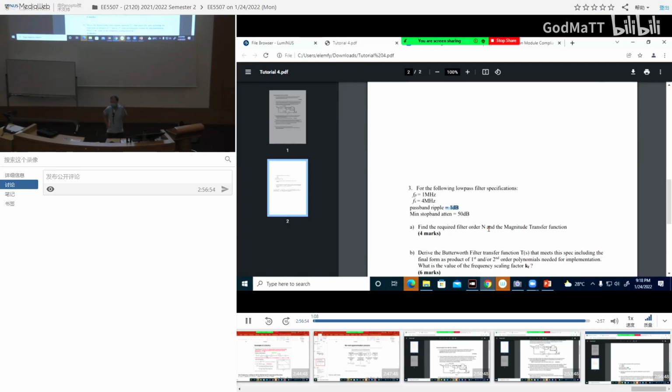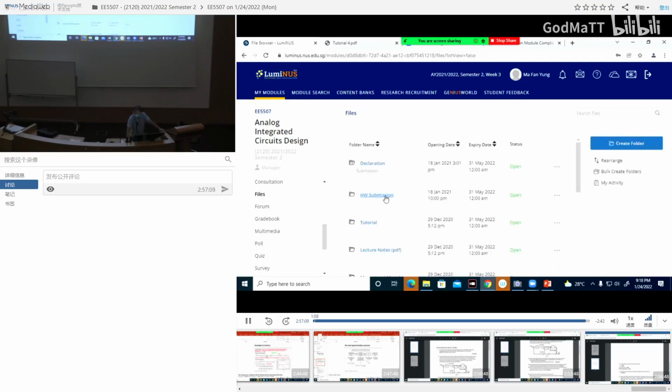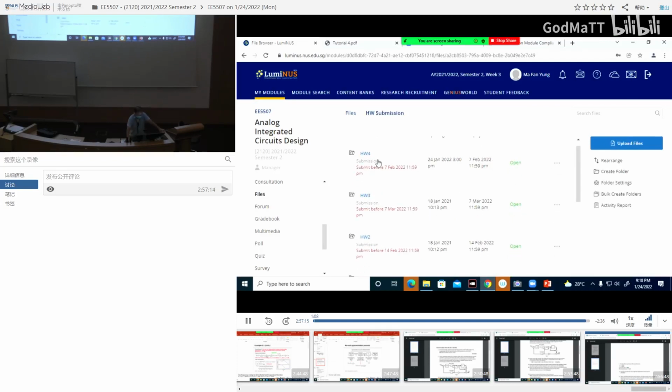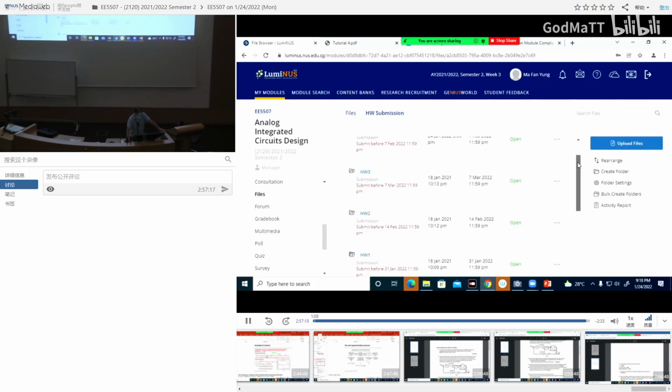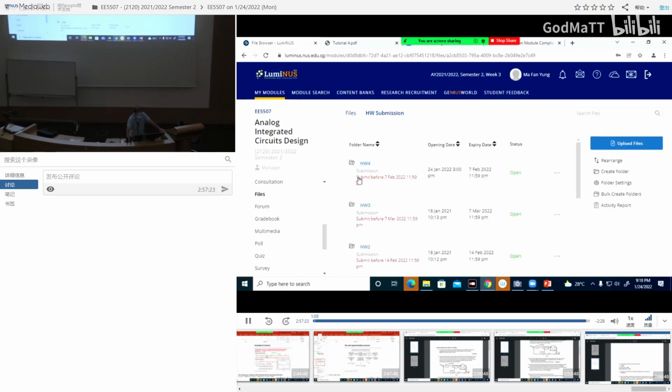So the homework is e-submission. Please go to homework submission in Luminus, and then you will see all this. These were all set by Professor Heng, and I think he will adjust it. You just go to this folder. This folder will close on 7 February at 11:59. So just do your homework and submit there.